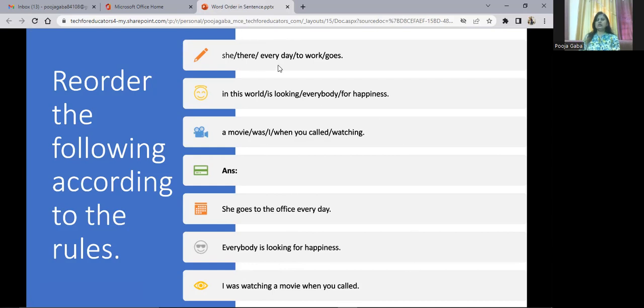Now if we keep these words in this order only, a movie, was I, when you called, watching, they are not kept according to the proper order. That's why they do not make any sense. So it is very important to understand the sentence order, the word order, and to keep the words according to the proper order to make complete sense.